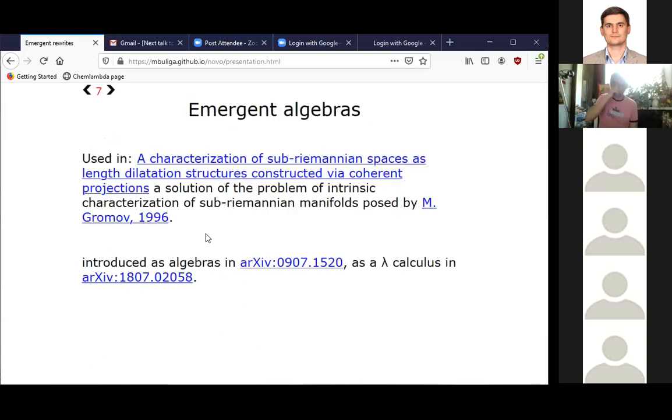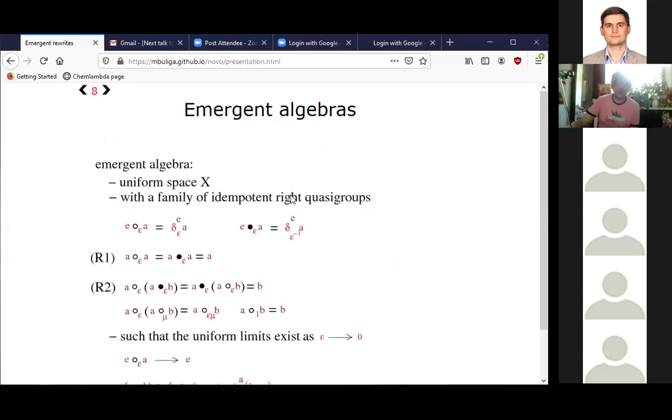Okay, now, emergent algebras: I have a solution for the problem of Gromov. That is why I proposed emergent algebras. But then things moved to computation, as I shall explain. So what is an emergent algebra? It's a combination between algebra and topology. You need a uniform space, namely a space which has a uniformity on itself, so that you can say things like this converges uniformly to that.